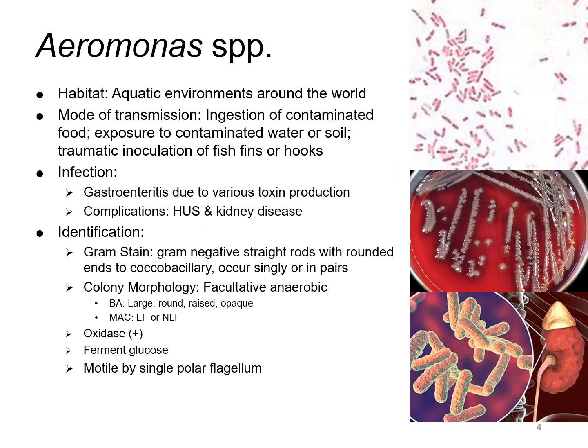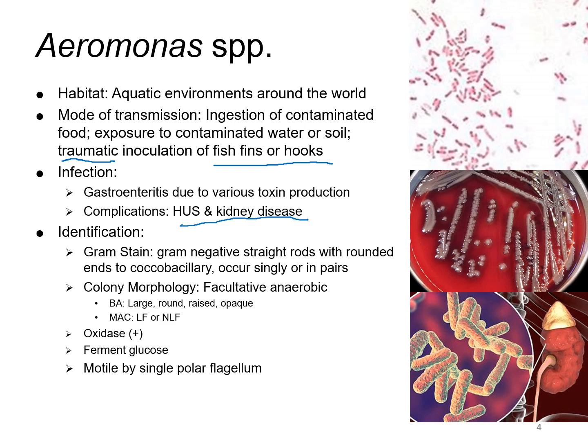Aeromonas are inhabitants of aquatic environments throughout the world. And of course these too can be ingested through contaminated food or exposure to contaminated water and soil. They can also be introduced through some sort of traumatic event, like exposure from a fish fin or hooks. With these infections, they do present with a gastroenteritis type infection due to the various toxins that it produces. And of course it too can cause hemolytic uremic syndrome and kidney disease.